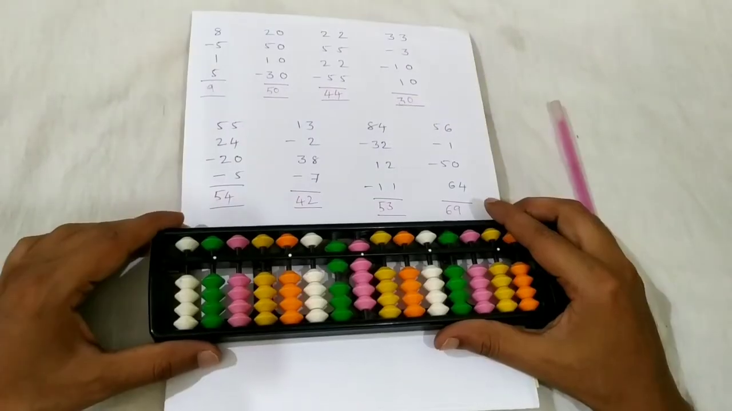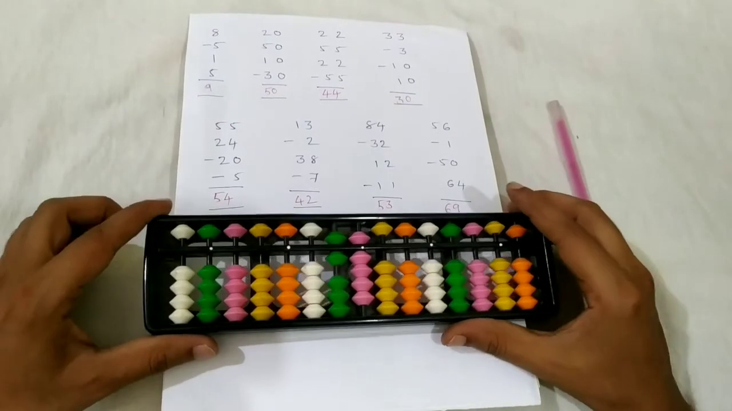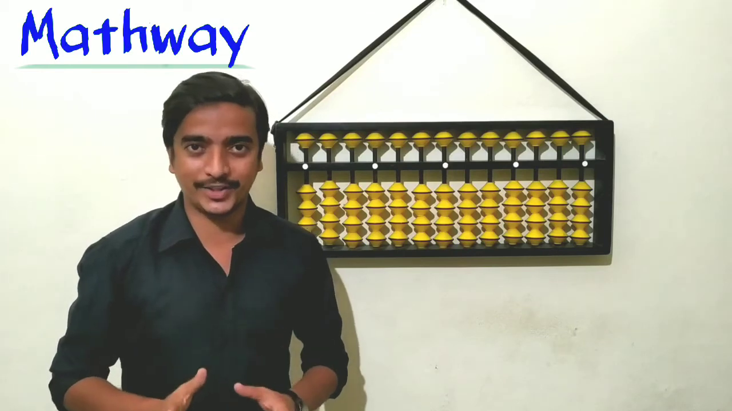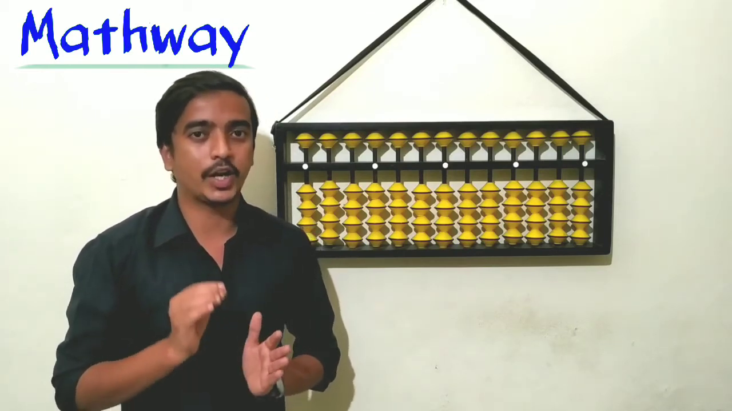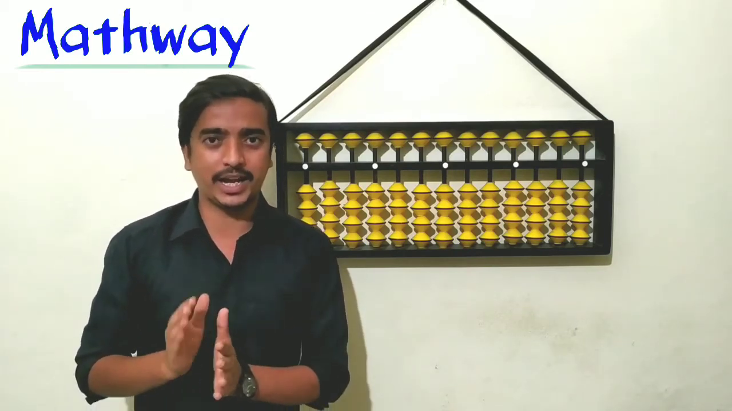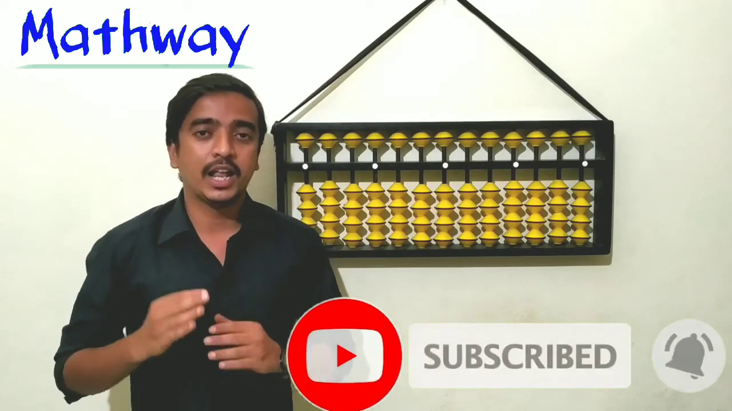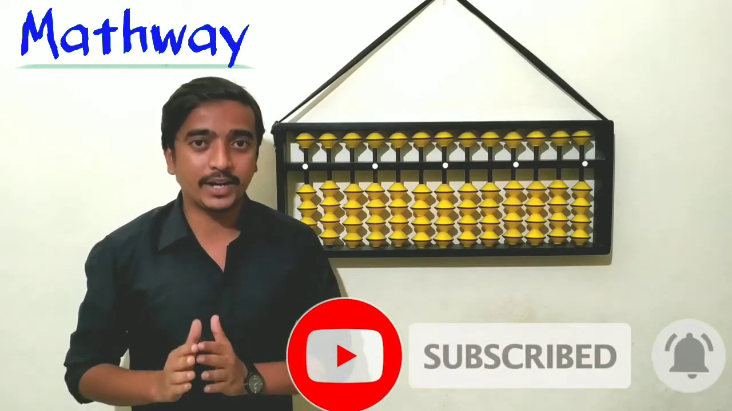In this way, we can add and subtract the numbers on the abacus. I hope you all understood how to do the problems on the abacus up to 2 digits and also without any carry. In the coming classes, we will learn how to add and subtract when there is a carry.